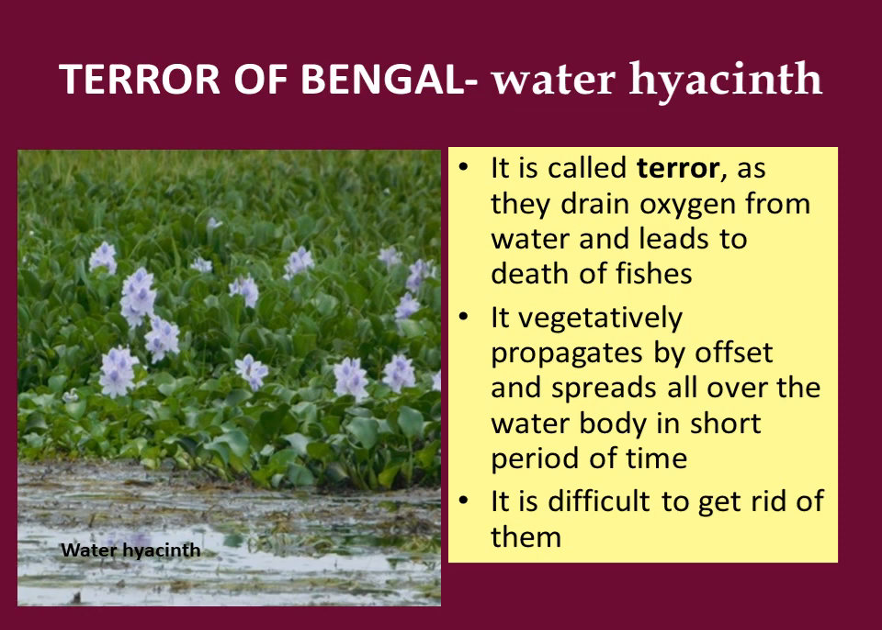Water hyacinth is called terror of Bengal. So this is how water hyacinth looks like. They have violet color flowers. They were introduced to Bay of Bengal because of their beautiful flowers.